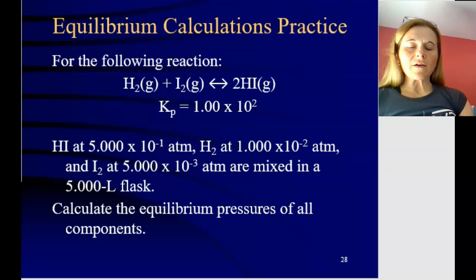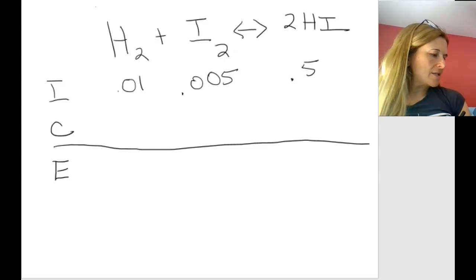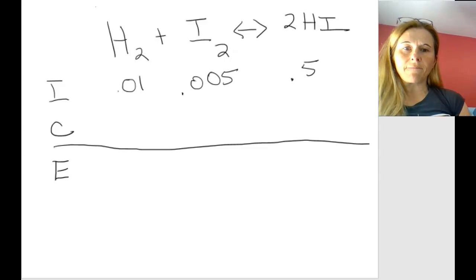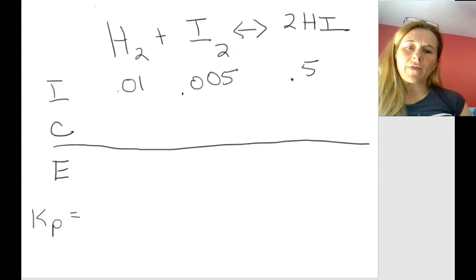So go ahead and pause this and answer that question. Okay, so here we have a new problem. Go ahead and pause this and answer the question, and then come back and we'll talk about it. Okay, so let's take a look. I've written here our equation, and everything is a gas, so we can include everything. And we have our pressures here. Remember that when we're talking about Kp, we're not talking about concentration, so we don't need to divide by the volume. We're talking about pressure. All of these were given in pressure.